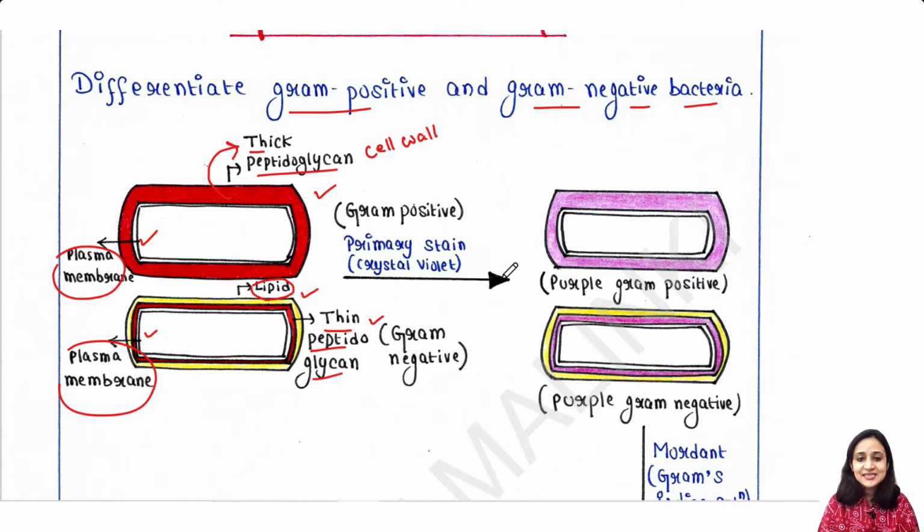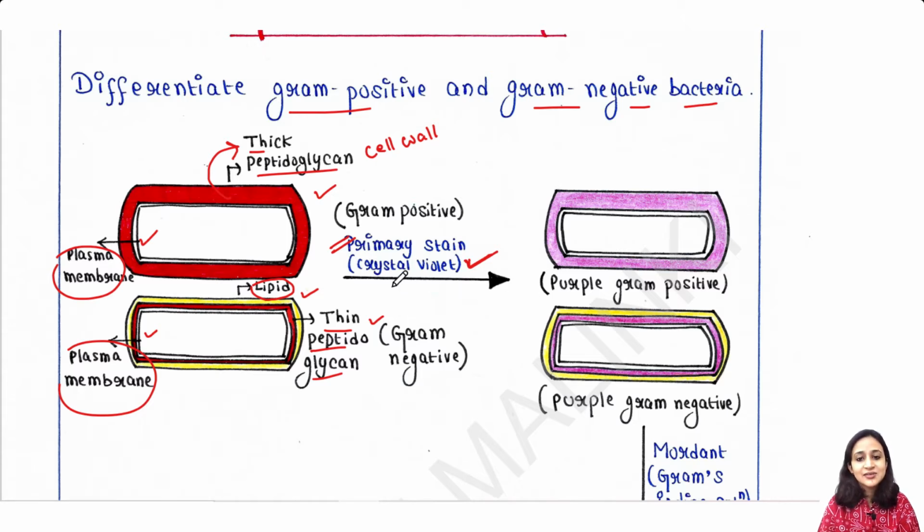Next, in this staining process, the first thing we add is the primary stain, that is crystal violet. From the name itself you can understand, this crystal violet stain makes the bacteria purple. Primary means it is the stain that helps us to distinguish between gram positive and gram negative bacteria. So it is the primary stain, the main stain.